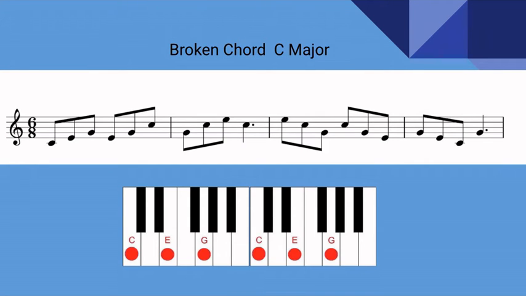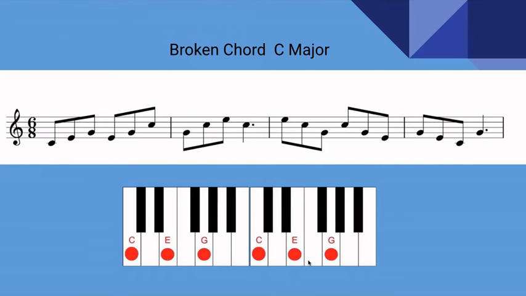Now I'm going to teach you how to practice a broken chord in C major on the piano. Usually we just play like this. So C major triad consists of C, E, and G, and then we repeat again C, E, and G. So how to practice a broken chord? We do C, E, G, and C again, and we add E also.